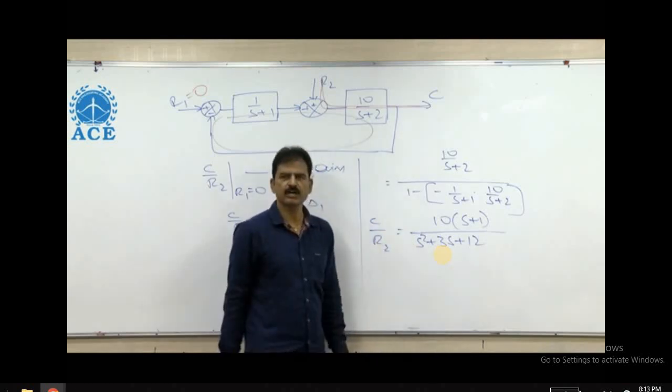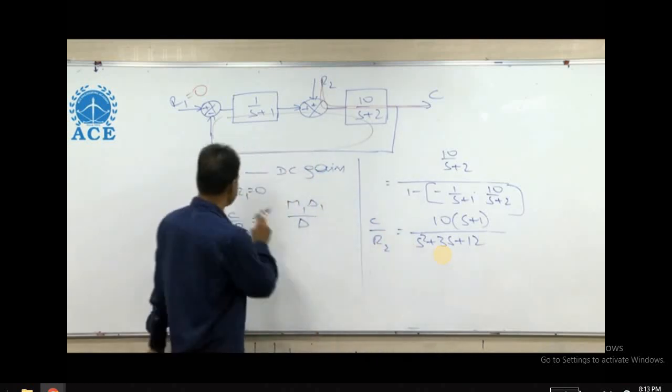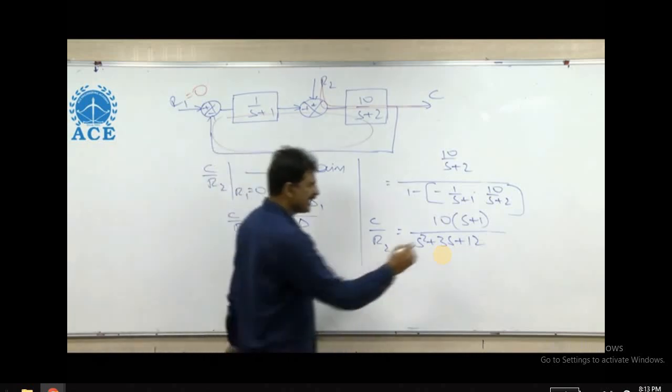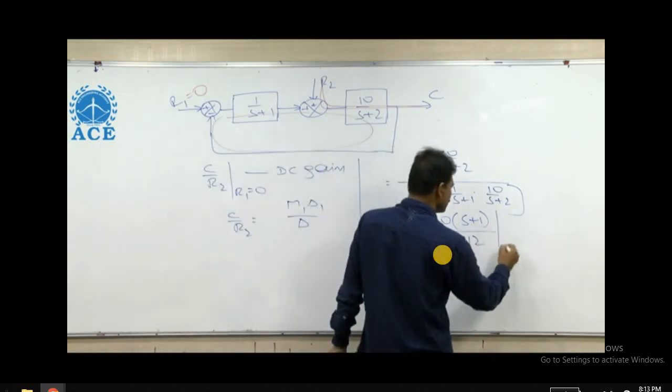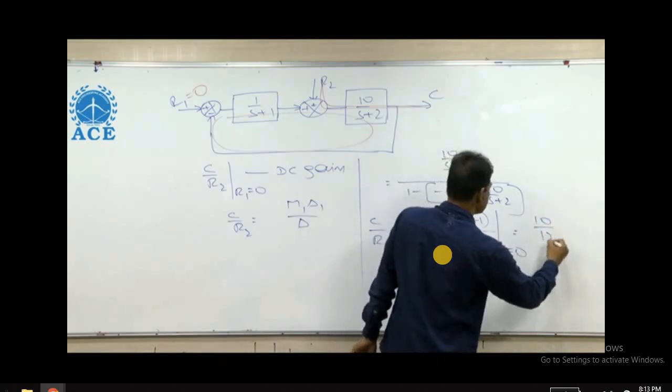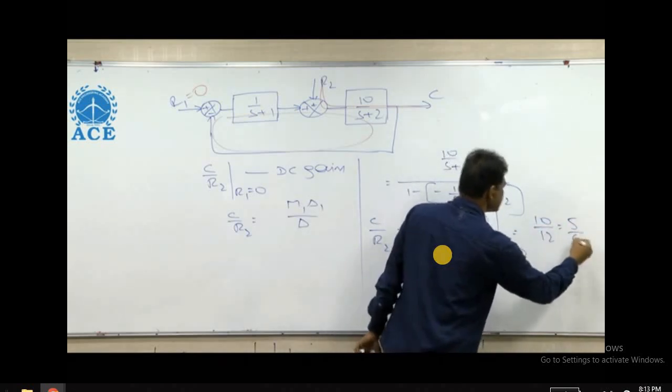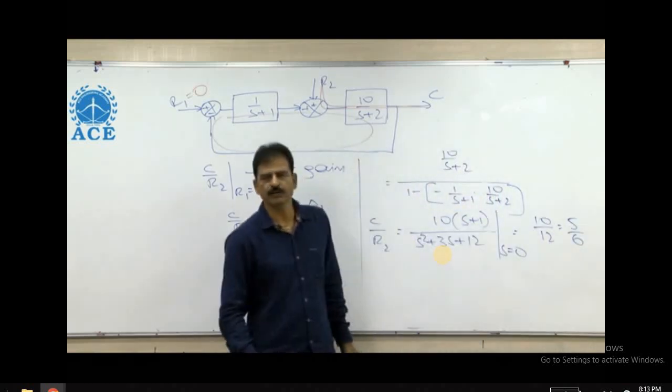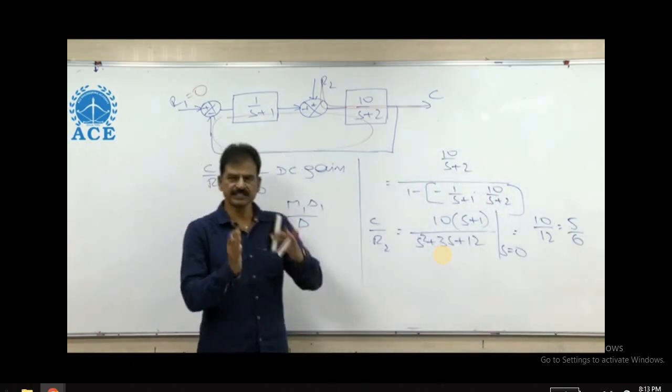By setting R1 equal to 0, DC gain means substitute S is equal to 0, zero frequency gain. You get 10 by 12, which is 5 by 6 is the answer. DC gain due to input R2 is 5 by 6. That is the answer.